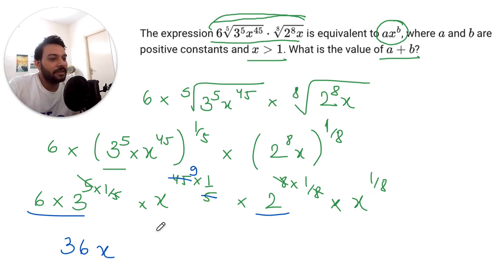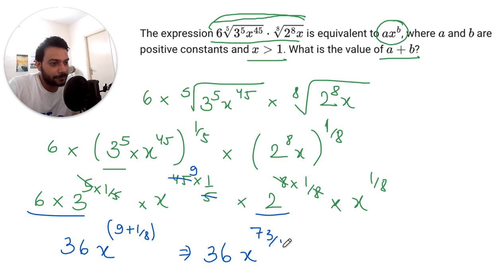the power 1 over 8. That means x raised to the power 9 plus 1 over 8. Be careful, don't multiply here. So 36 times x raised to the power 9 plus 1 over 8 is going to be 72 plus 1 over 8, or 73 over 8.